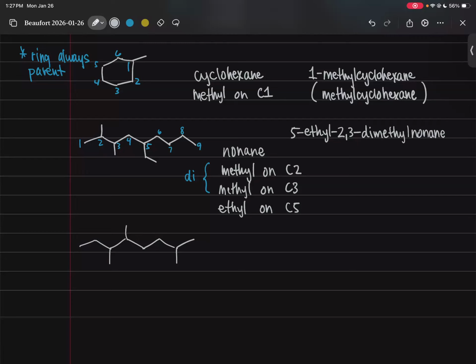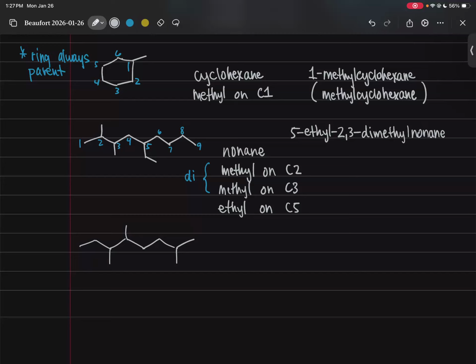Okay. Couple things to notice about this molecule. First of all, we have 3 methyl groups, so we're going to need a tri prefix. But additionally, and this is something that based on the rules you should already know, but it's good to remind people of this, is we're looking to minimize the lowest locant number.